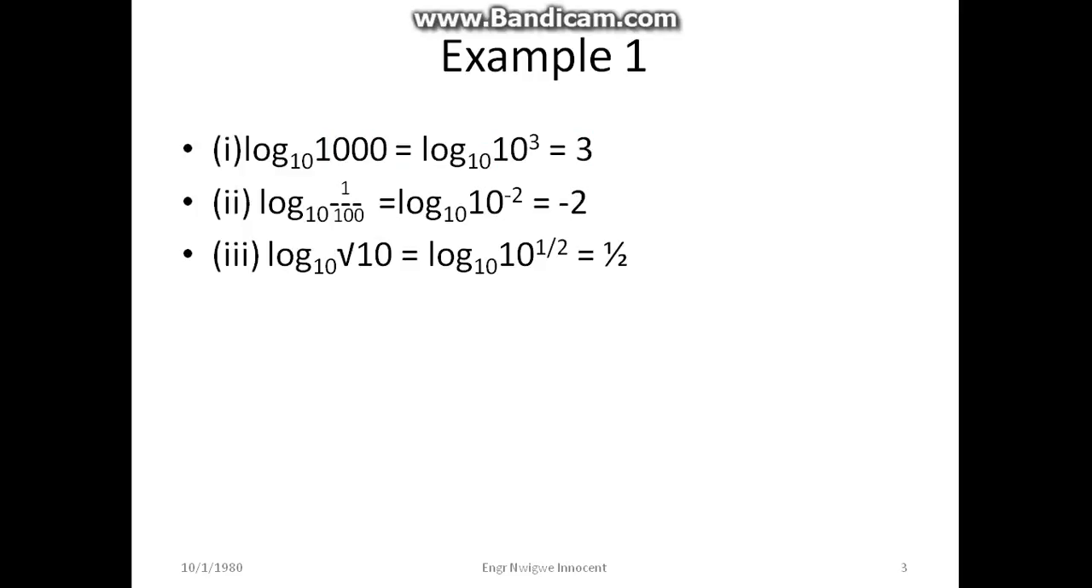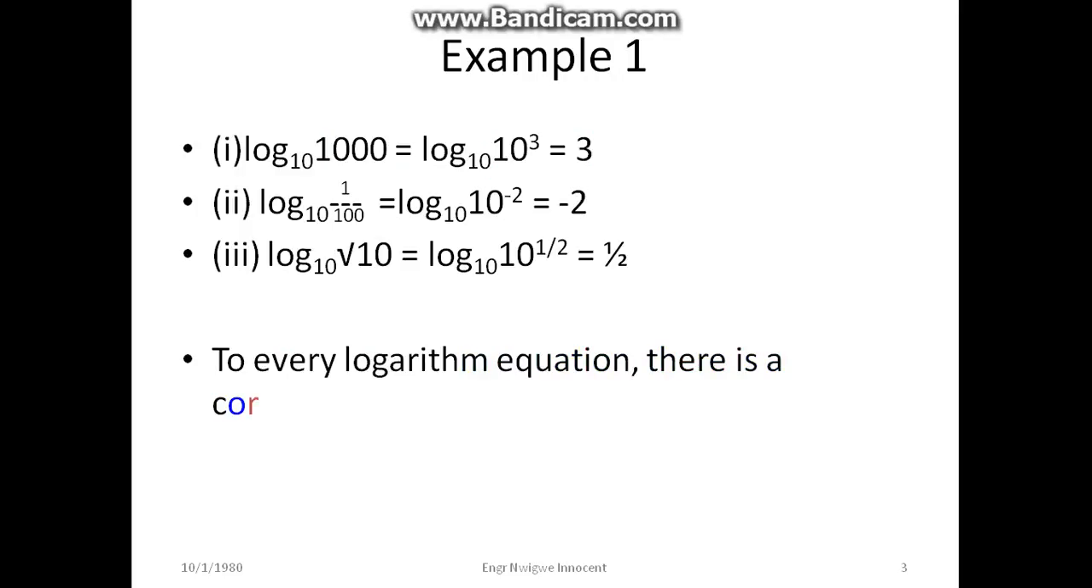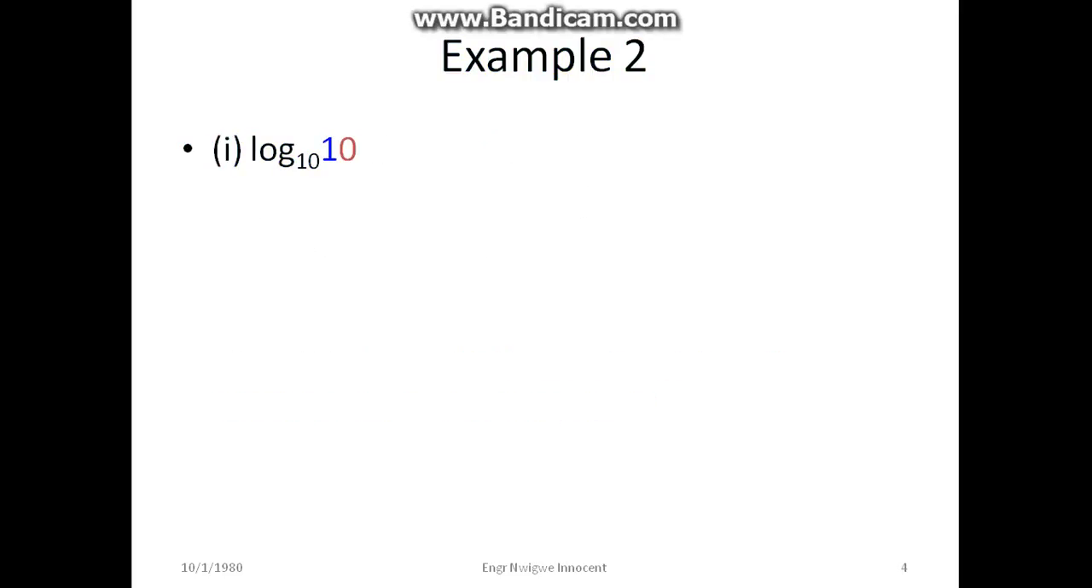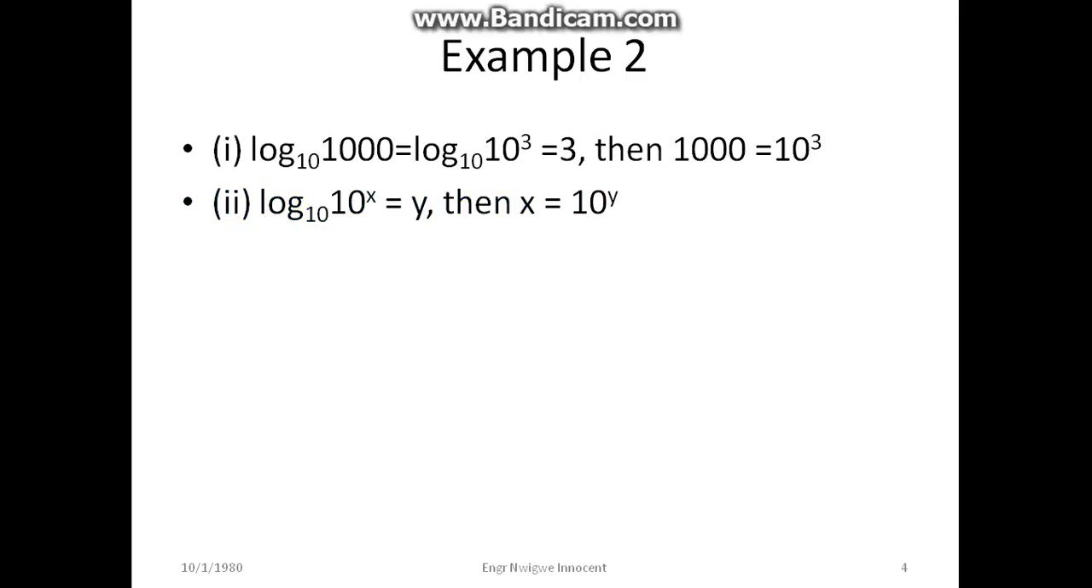To every logarithm equation, there is a corresponding index equation. Example 2. (i) Log 1000 to the base 10 is log 10 raised to power 3 to the base 10, which will give us 3. As we have said, log 10 to the base 10 is 1. Then 1000 is equal to 10 raised to power 3 according to our law of indices. If log 10 raised to power x to the base 10 is equal to y, then x is equal to 10 raised to power y.